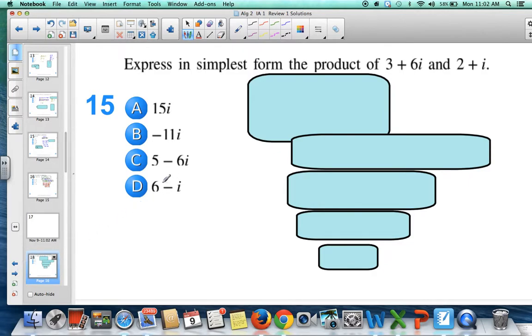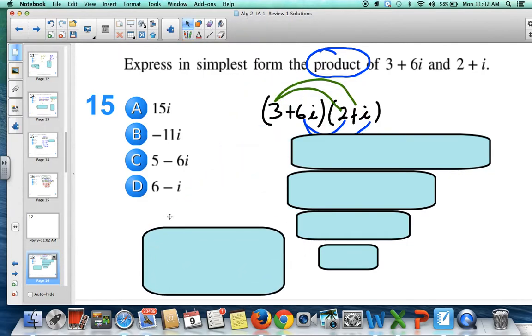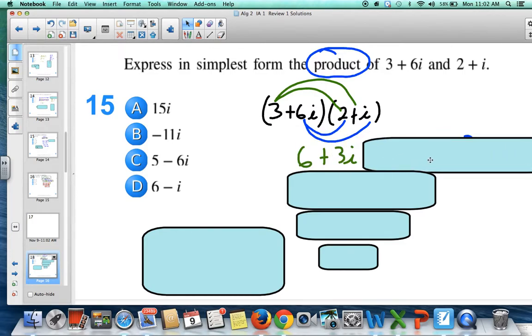Okay. This is basically the same type of problem. The only difference is, well, they don't write it in that form, but product means multiply, so that means it's going to look like this. We're going to FOIL. So 3 times 2 is 6, 3 times i is 3i, then 6 times 2 is 12i, and 6 times i is 6i squared.